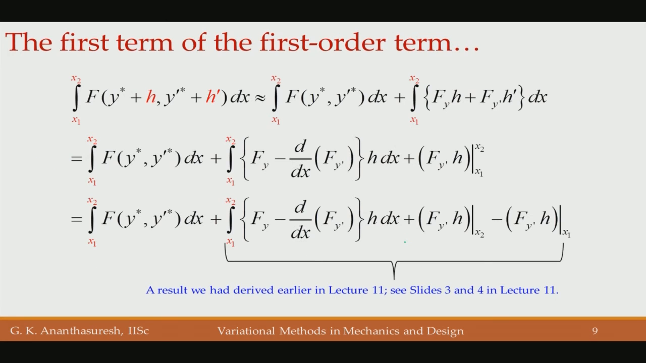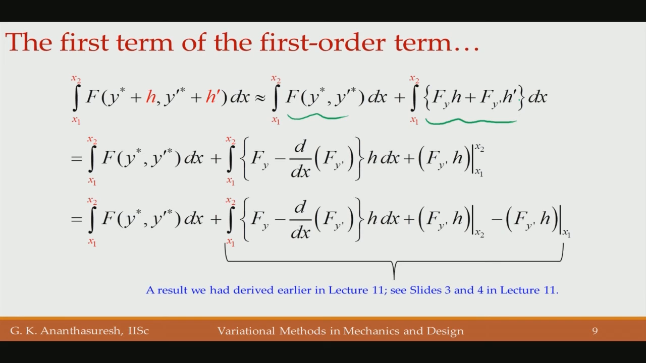If we do that, what we end up getting is, and then we have to do the usual thing, that is the Gateaux variation equivalent here when we have this and this. F of y star, y prime star, we have y, y sub y, h, y prime, h prime.